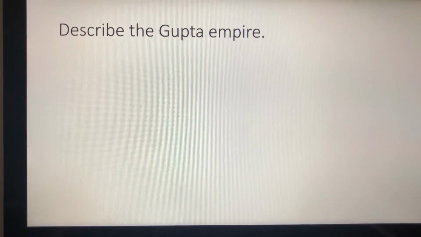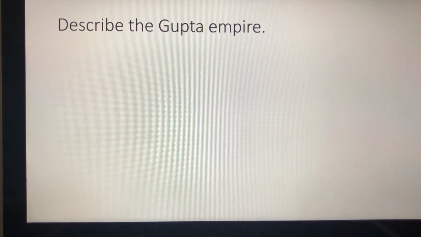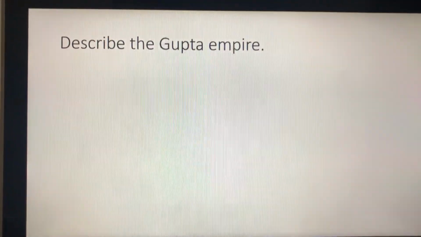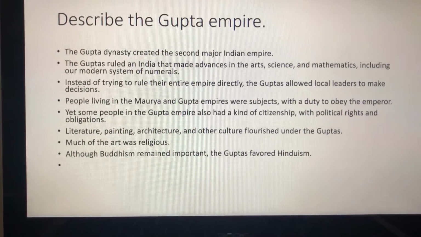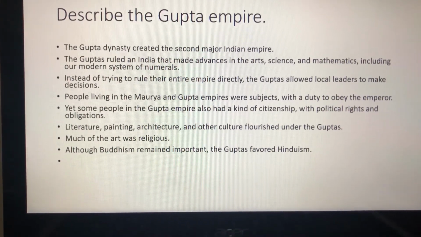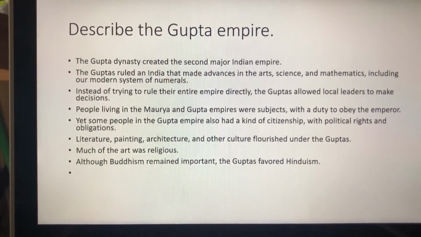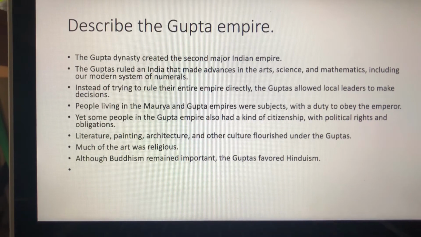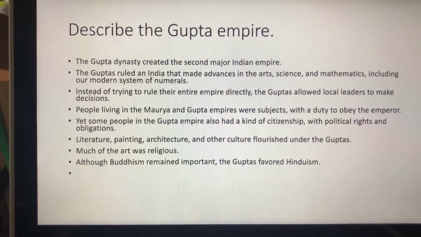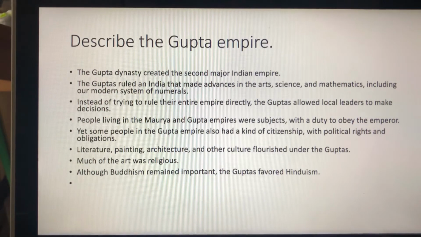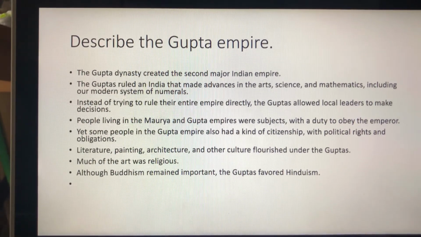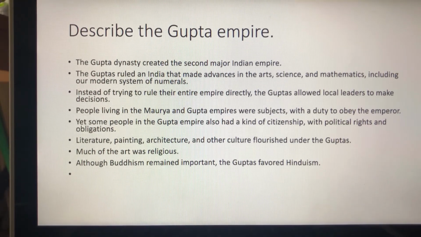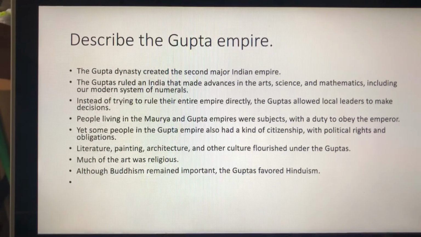All right, describe the Gupta Empire. So we're moving on now. The Gupta Empire is over on 420 and 421. All right, so the Gupta dynasty, or family, created the second major Indian empire. They ruled an India that made advances in the arts, science, and math, including our modern system of numerals. They did not rule their empire directly. They allowed local leaders to make decisions. And people living in the Maurya and Gupta empires were subjects with a duty to obey the emperor.